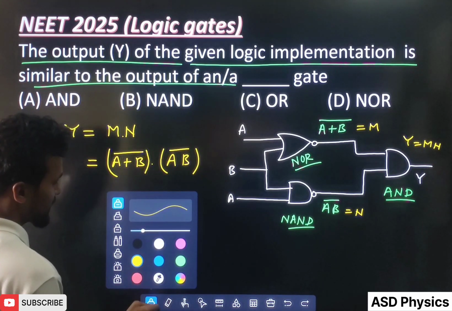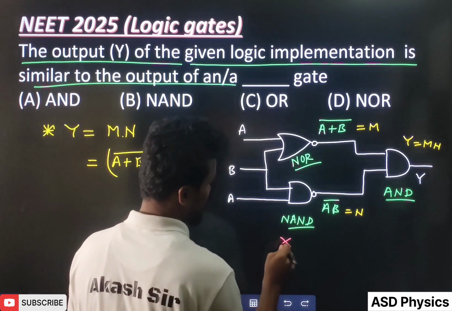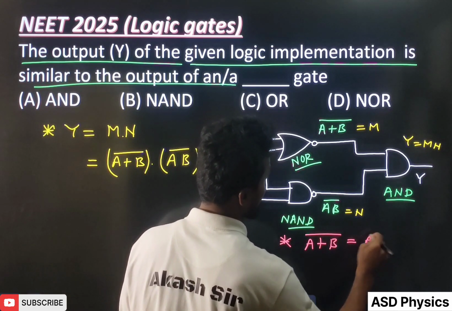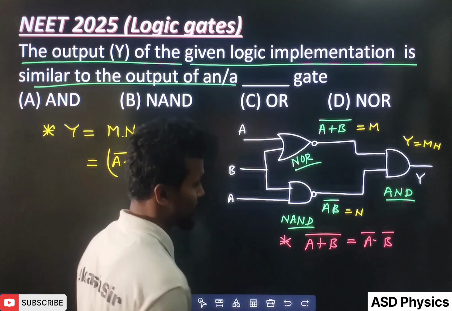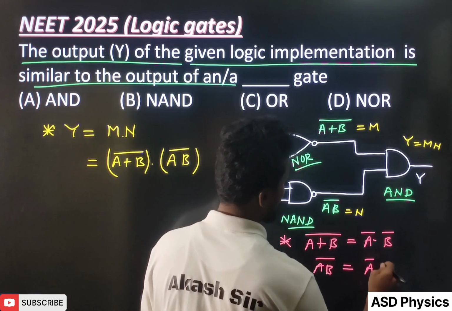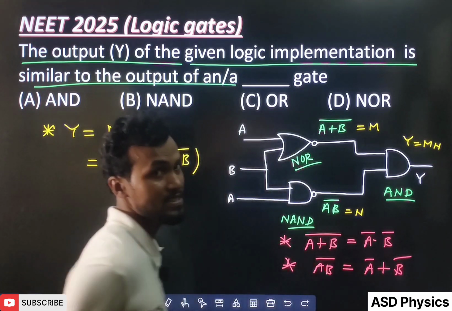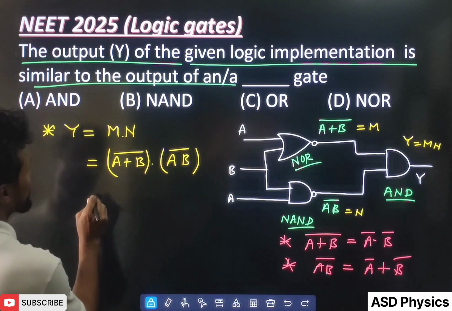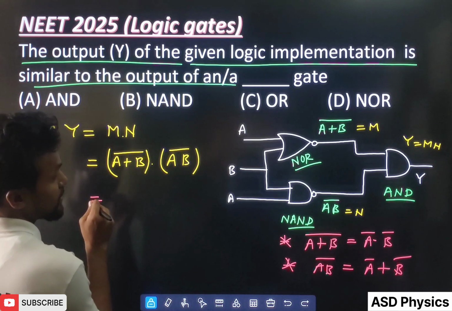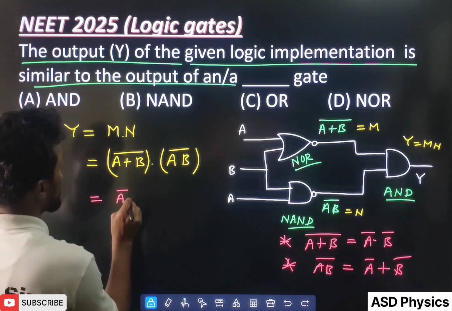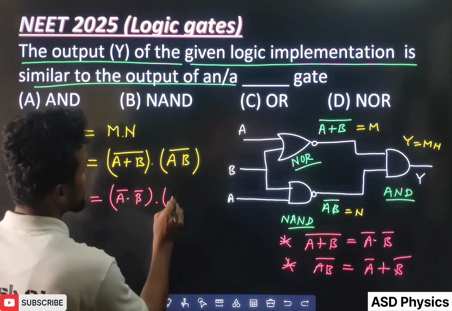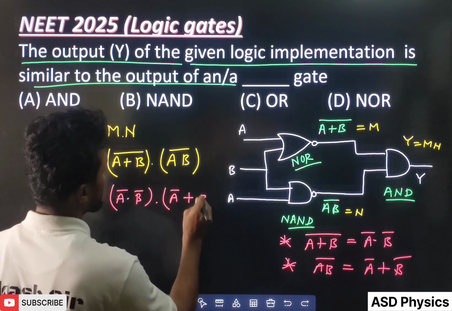After that, De Morgan's theorem is there. I think you know very well. If A plus B bar is given, it will become A bar dot B bar. And if AB bar is given, it will become A bar plus B bar. That I am going to use here. So what will become here? A plus B bar will become A bar dot B bar, dot, and here what will become? See the students, A bar plus B bar.